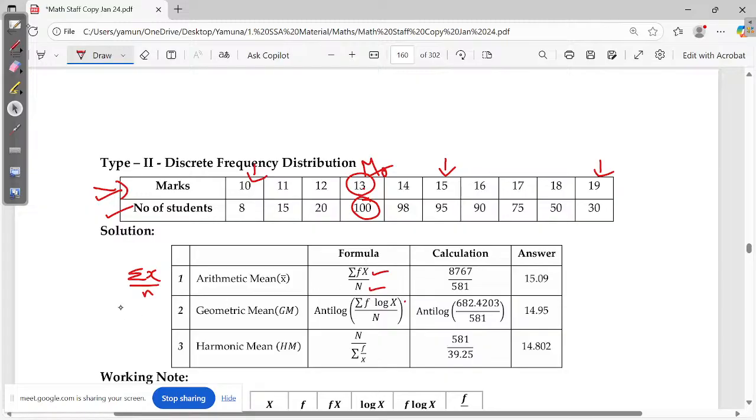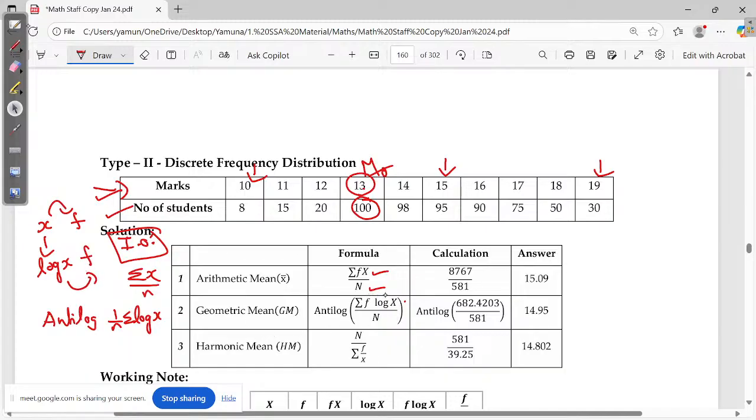Likewise, remember the geometric mean formula? In most cases we use the antilog formula only. This is in the case of individual observations: antilog of 1 by n summation log x. Wherever you have x, I'll be taking log x. So x is taken f number of times, which means log x is also taken f number of times. So the formula will be antilog of summation f into log x divided by N. Please make a note here, it's very important. It's not summation log of f into x. Please remember, it's not summation log of f into x.